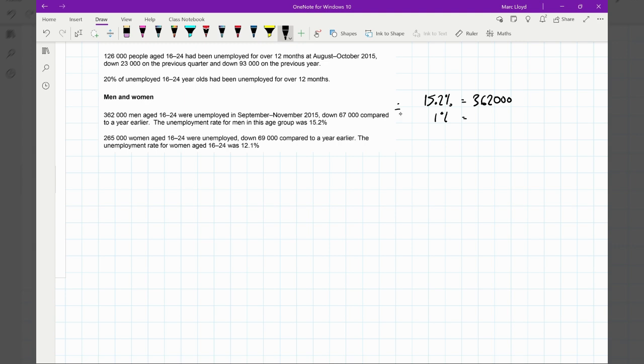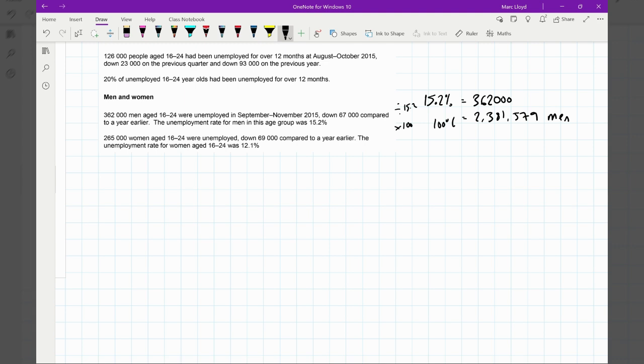1% will be dividing by 15.2 and then I times by 100. So 362,000 divided by 15.2 times by 100 means that they are taking into account 2,381,579 men. That's going to be the 100% bit. That's how many men there are in this sample, this survey, this population, whatever it is.